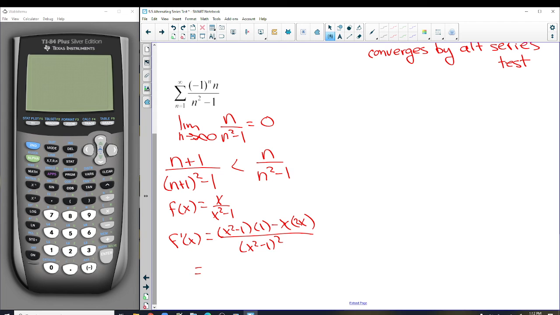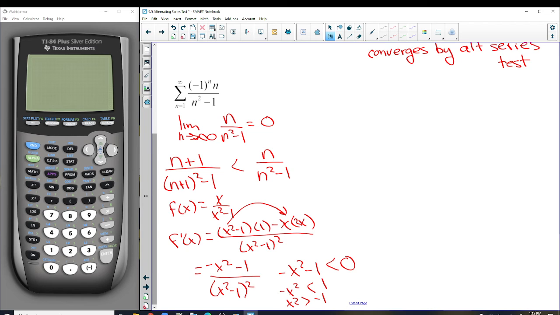Which is, if we take x squared minus 2x squared, we get negative x squared minus 1 over x squared minus 1 squared. Now normally we do this, negative x squared minus 1 has to be less than 0, but look what happens. We add 1, divide by negative 1, and we get greater than negative 1. Now we're trying to take the square root of negative 1, so there's a problem here.